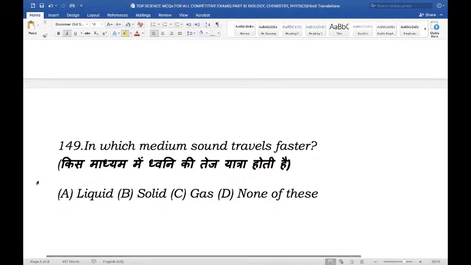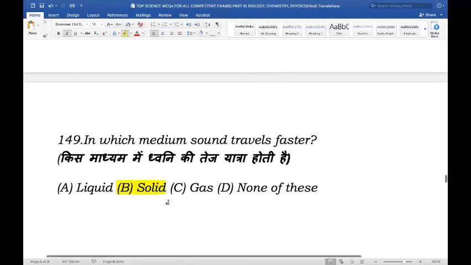Moving on to question number 149. In which medium sound travels faster? Is it A. Liquid, B. Solid, C. Gas, or D. None of the above? So sound travels fast in solid. B is the correct answer. Because molecules in solids are packed against each other, when vibration begins, the molecule of a solid immediately collides and compression wave travels rapidly.